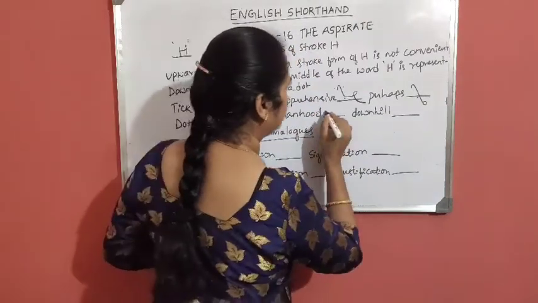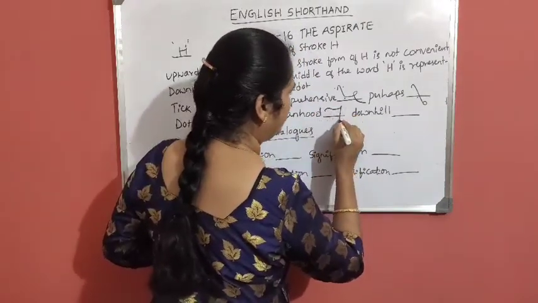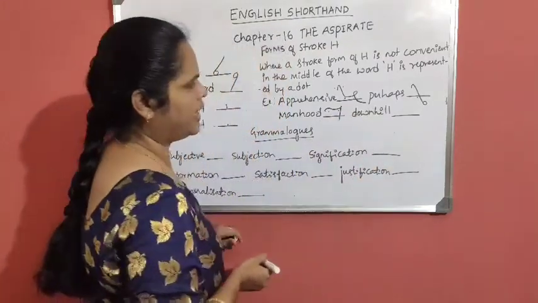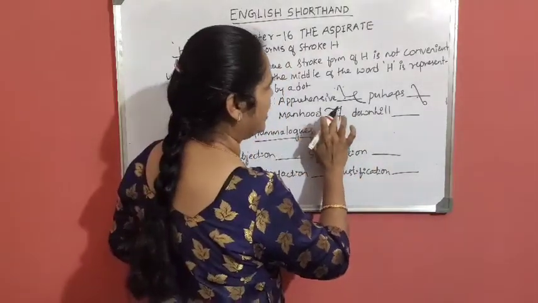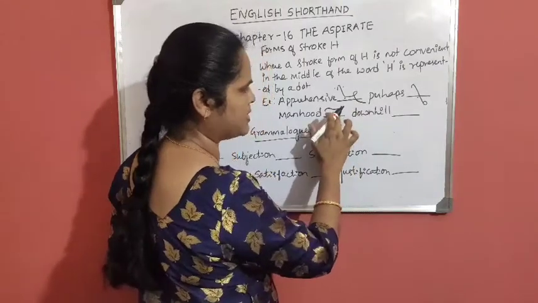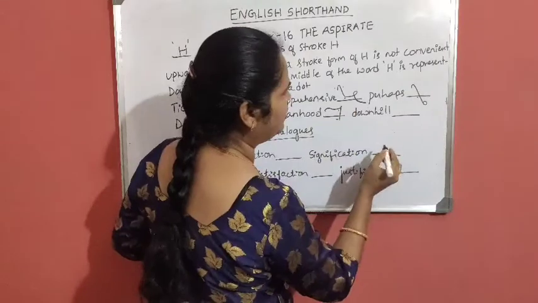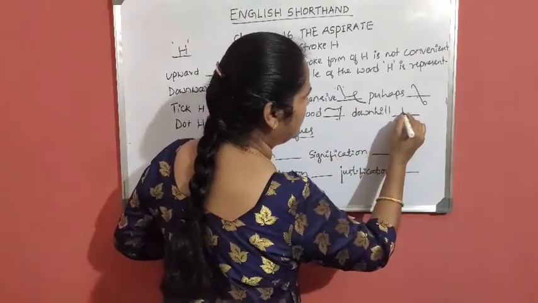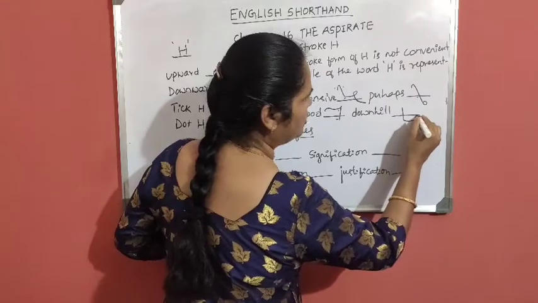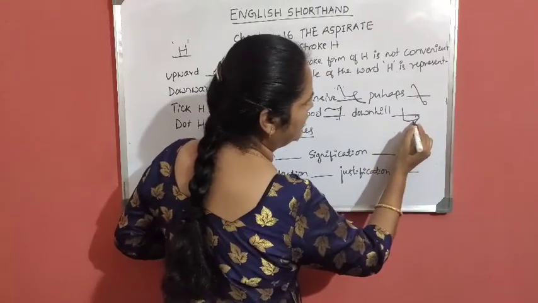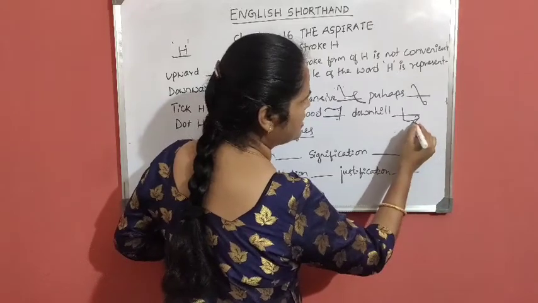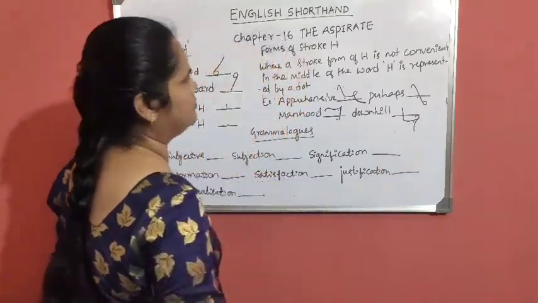Then manhood. Here one H for dot, I wrote a dot here. This is for manhood. This dot represents H, manhood. Then downhill. This is down, I diphthong, hill. Here it is a form of H. The dot is placed here.